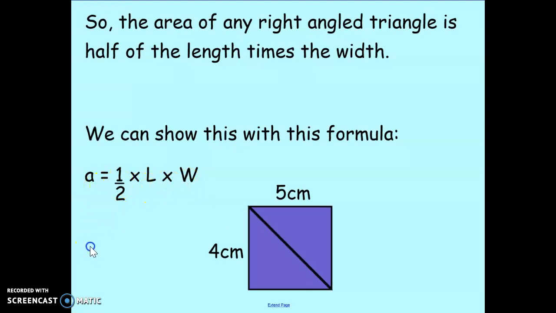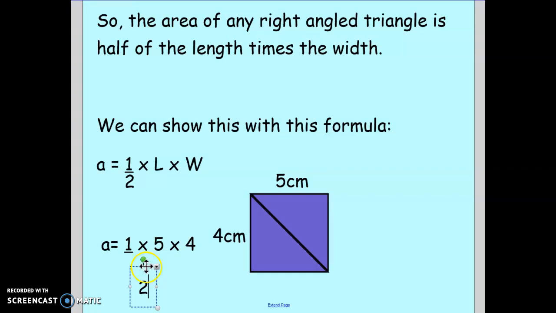We can substitute our numbers in. The area equals that half. I have to do a little fancy trick to do the half. I'll finish it off in a minute. Times the 5 times the 4. I'm just going to put a 2 here. So you can see it's the half of 5 times 4. 5 times 4 is 20, and half of 20 is 10. So the area of any right angle triangle is half the length times the width.